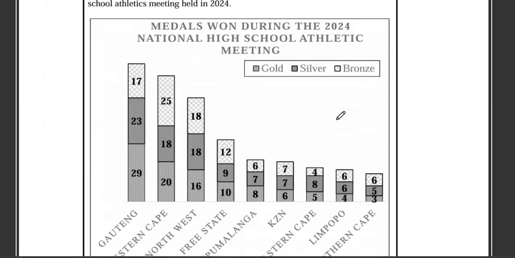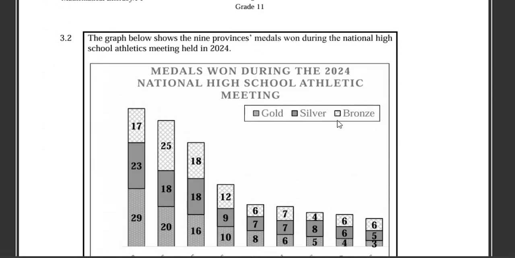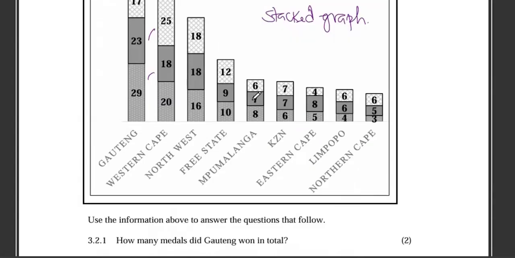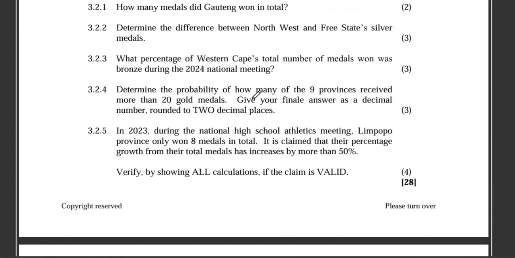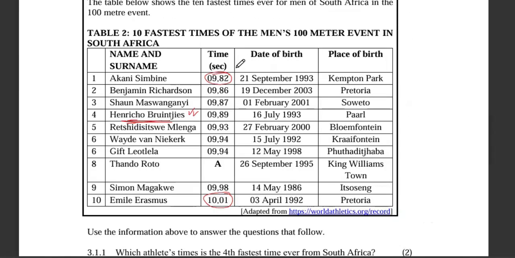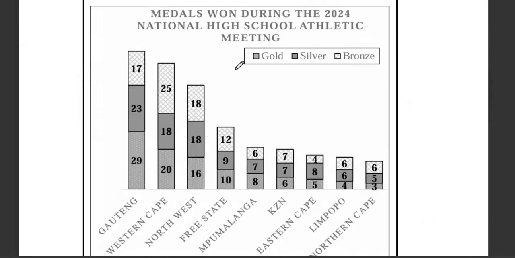Question number 3, data handling still. This kind of graph is what we call the stack, or the stacked graph. Why? Because they are stacked on one another. Okay, we are continuing. We say, how many medals did Gauteng win in total? What are we going to do? We shall add them up, right?